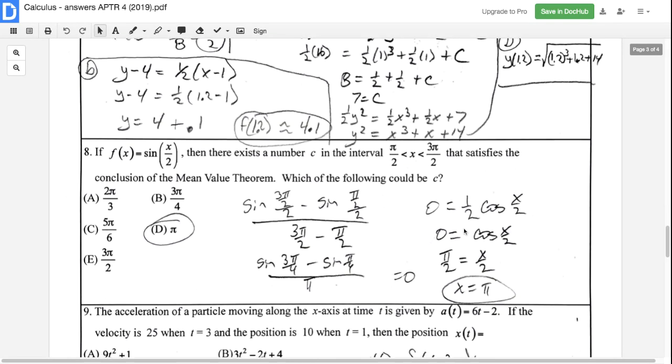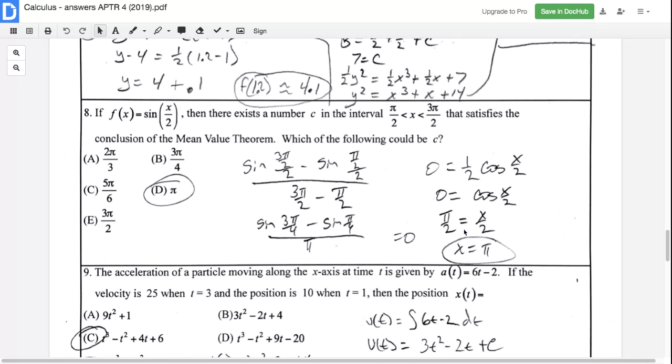Number 8, f of x equals sine of x over 2. Then there exists a c in the interval between pi over 2 and 3 pi over 2 that satisfies the conclusion of the mean value theorem. As soon as you hear mean value theorem, you should be thinking average rate equals instantaneous rate. So average rate is f of b minus f of a over b minus a. So f of b, which is that piece, minus f of a, which is that piece, over b minus a.